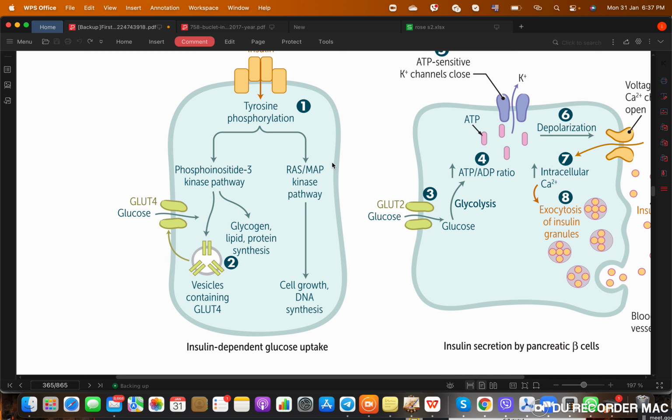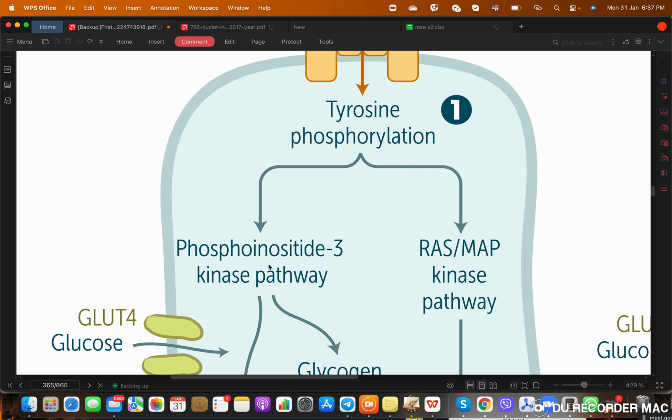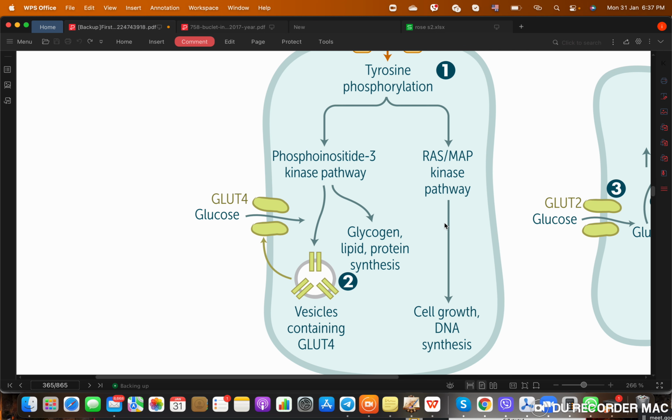So, okay, now it's phosphorylating a couple of pathways. You don't have to know details, but basically there are a couple of pathways. The phosphoinositide kinase pathway, or the RAS-MAP kinase pathway. The RAS-MAP kinase pathway, which I'm going to start with, is going to lead to cellular growth and DNA synthesis, which is true. Like some people who eat something, like the moment I ate a big meal, which hormone is going to be released? The answer is obviously insulin after a meal.